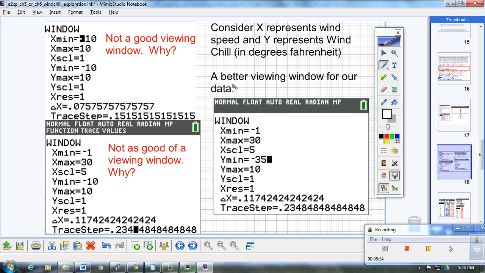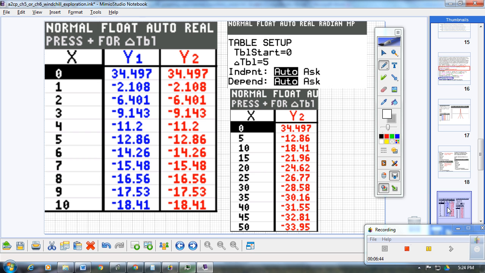All right, so now we have our ideal viewing window. You look here. How did I get these values? How did I understand how to make the viewing window? Well, actually, I had to go to the table first and kind of test different values. So I went to the table. Understand this table didn't really take me far enough. I went ahead and generated an automatic table by going to table setup.